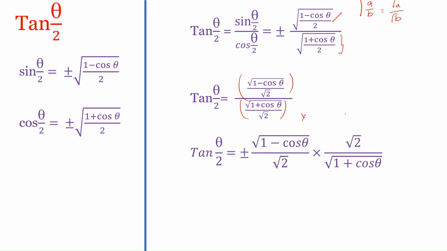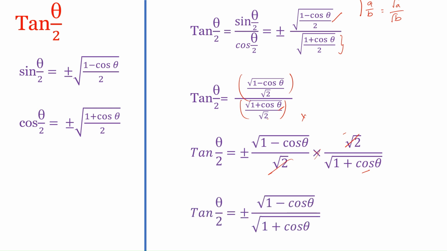Now if we take the reciprocal, the denominator root 2 will come into the numerator, and this numerator here will get into the denominator, and in place of division we will have the multiplication sign. Root 2 and root 2 will get cancelled out, and we will have both the numerators here, giving the formula for tan theta by 2 as plus or minus root 1 minus cos theta divided by root 1 plus cos theta. This we can also write under the entire root like this: 1 minus cos theta divided by 1 plus cos theta. This is one of the formulas for tan theta by 2.